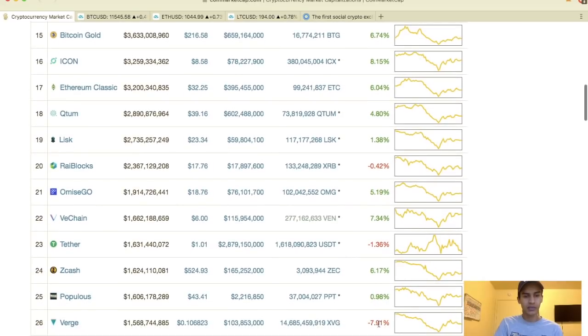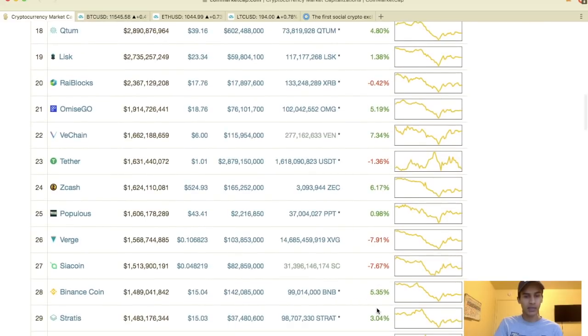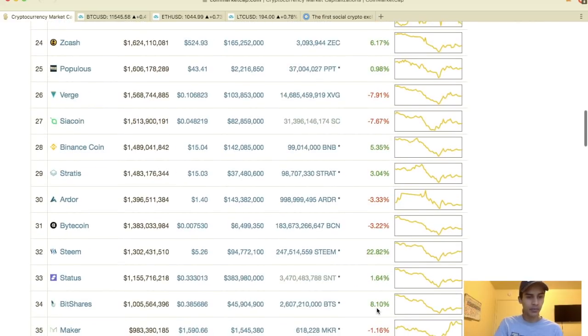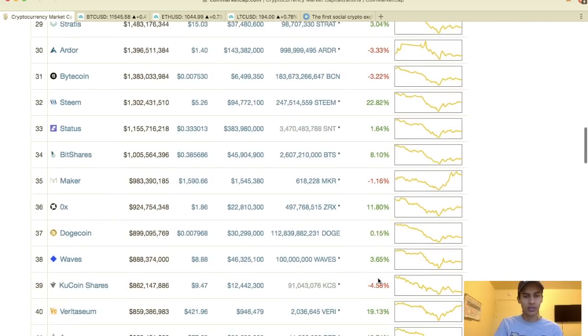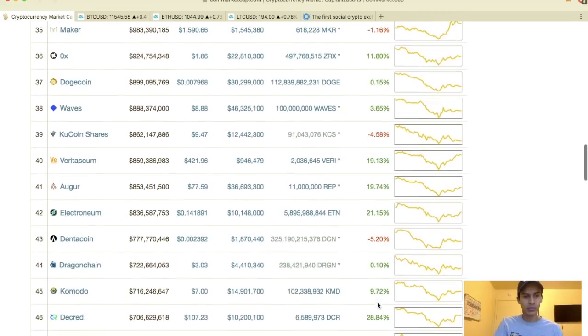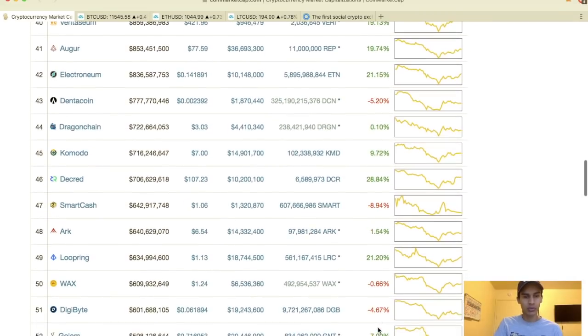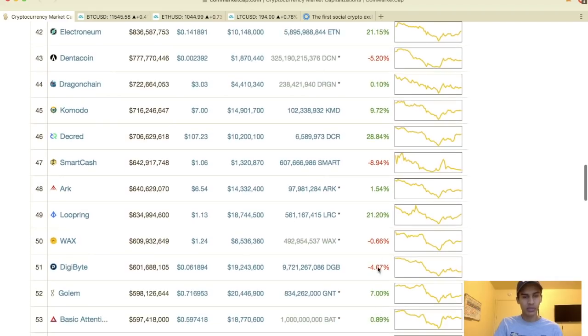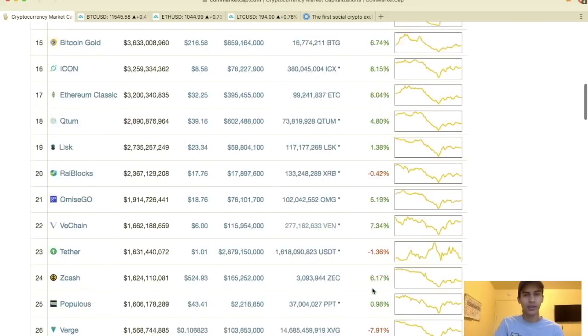Zcash up 6. Verge down almost 8. Sia Coin down almost 8. Binance up 5, Stratis up 3. So it looks like an okay day here. Oh, look. 0x up almost 12% there. Augur up almost 20. What else is on our watch list? Ark up 1, Loopring up 21, Golem up 7, Zbyte down 4. So it looks like most of our coins are doing okay here, guys.